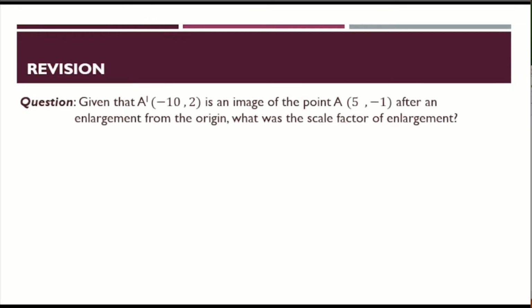Now, last week we looked at some questions involving how to find the scale factor of an enlargement when the coordinates of a point and its image are given. In this question, given that A prime with the coordinates -10, 2 is an image of the point A with the coordinates 5, -1, after an enlargement from the origin, what was the scale factor of enlargement?